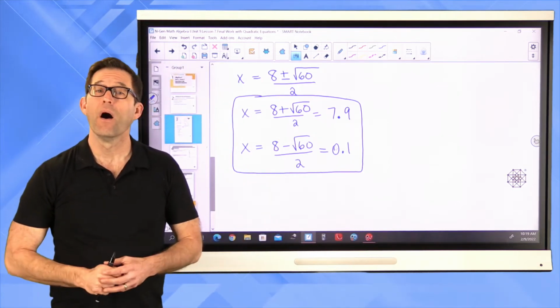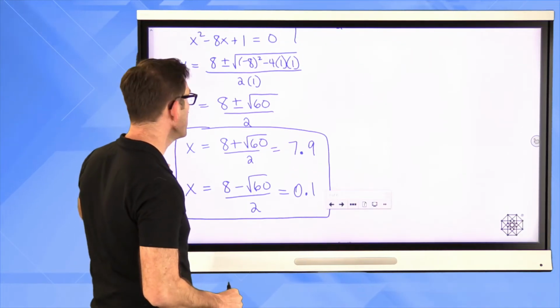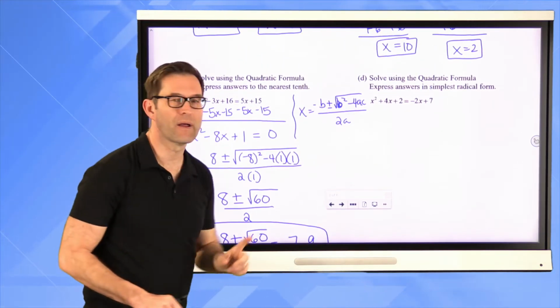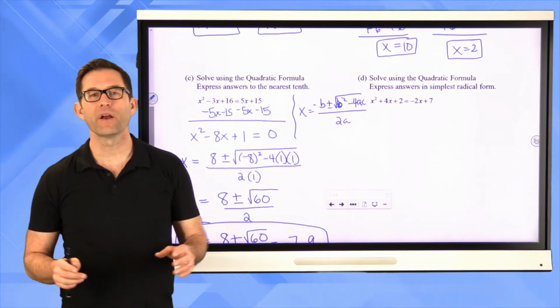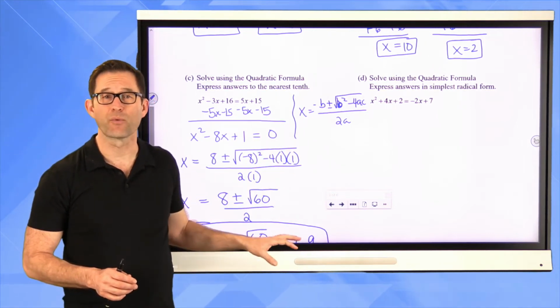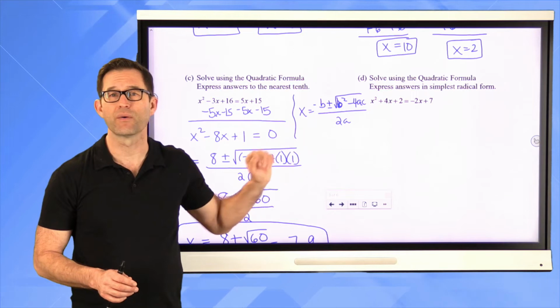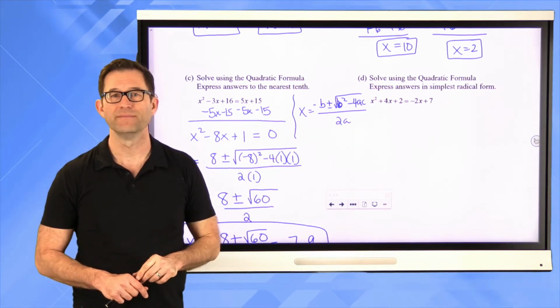That's it. All right, now let's go back to our full screen, move it all the way up here, and let's take a look at letter D. Solve using the quadratic formula. Express answers in simplest radical form. All right, so this is very, very similar to letter C. The big difference is we're going to have to simplify some radicals, divide through, etc., etc. So I'd like you to pause the video now and play around with that one.